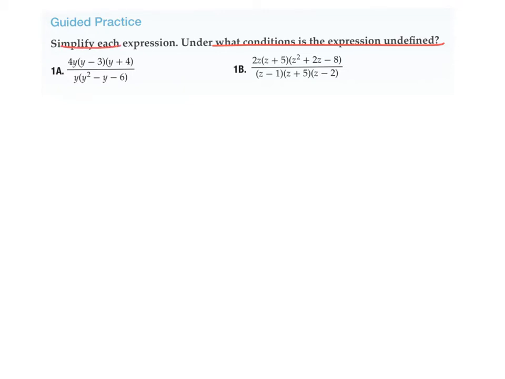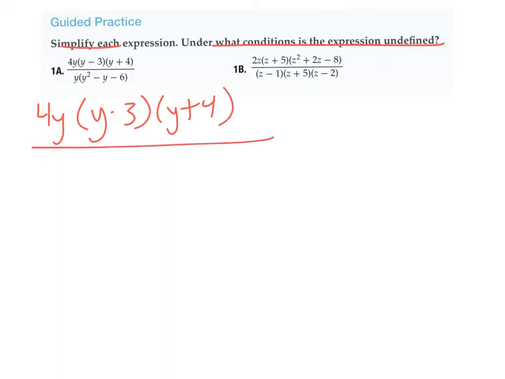So let's go through the process of simplifying. The numerator is already factored: 4y, y minus 3, and y plus 4. The denominator, though, needs to be factored, so I have a y. So I'm looking for two numbers to multiply to negative 6 and add up to negative 1. And that happens to be negative 3 and a positive 2.